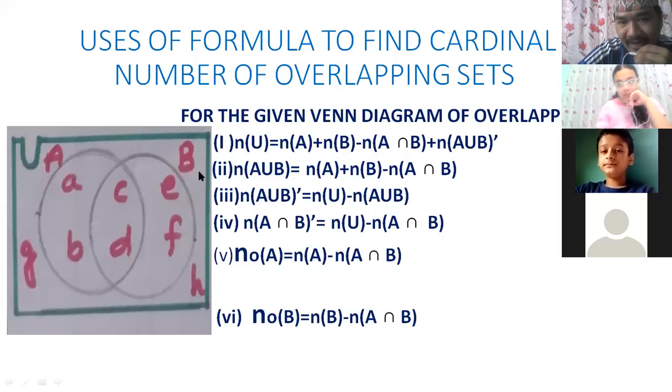Using this formula. Look here. And only B. How to find? And only B means N B minus N A intersection B. From this B, 4 elements, subtract the elements of intersection. 4 minus 2, how many elements will be there? 2. Understood, children? Yes, sir. Good.